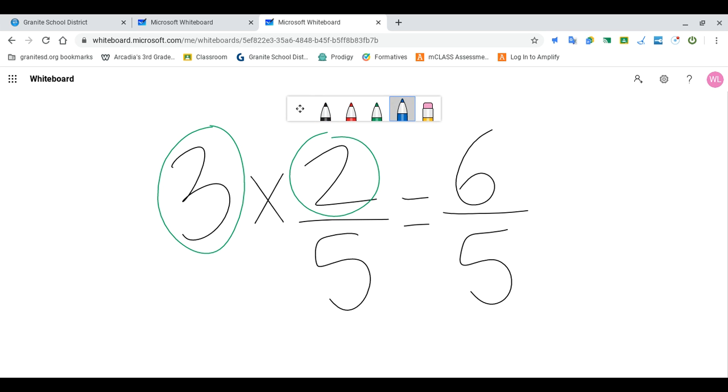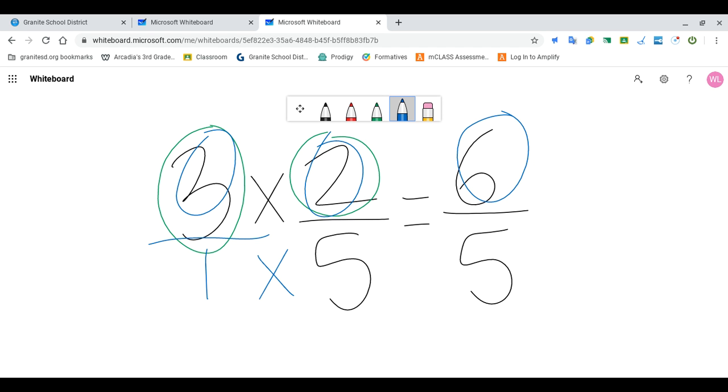And how the magic of multiplying whole numbers times fractions works is that on your whole number, you basically have a fraction. Your invisible denominator is 1. So you're multiplying your numerators and getting 6. 3 times 2 equals 6. And then you're multiplying your denominators. 1 times 5 equals 5. So your answer is 6/5.